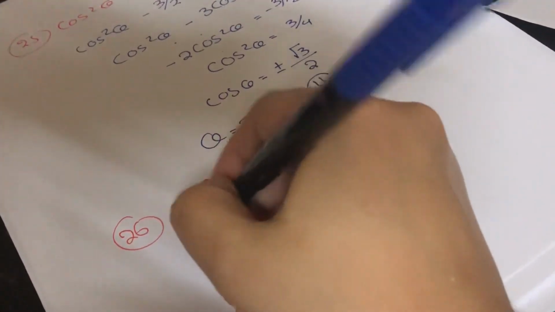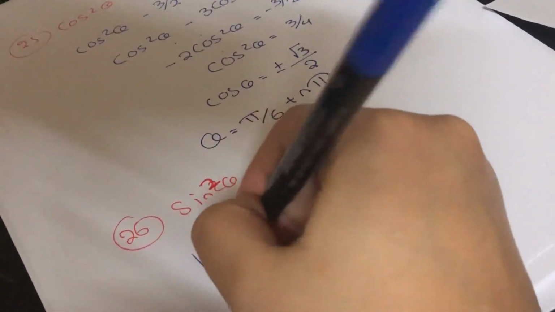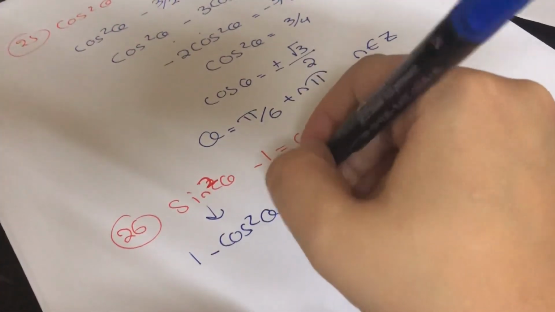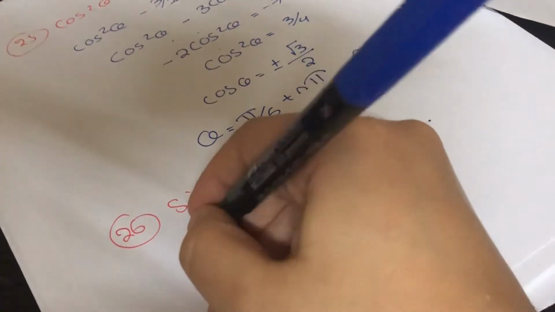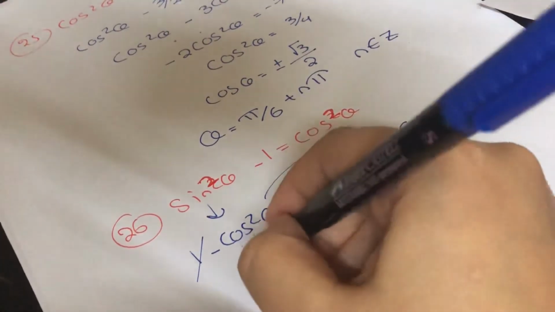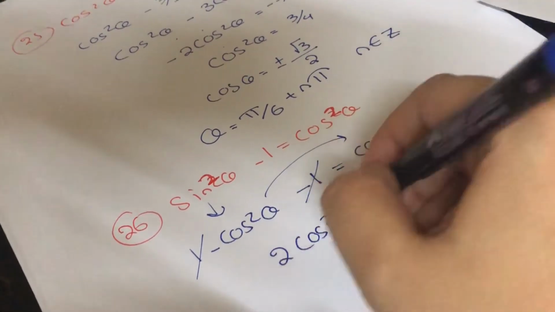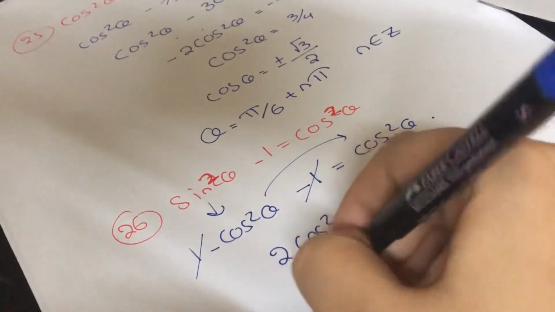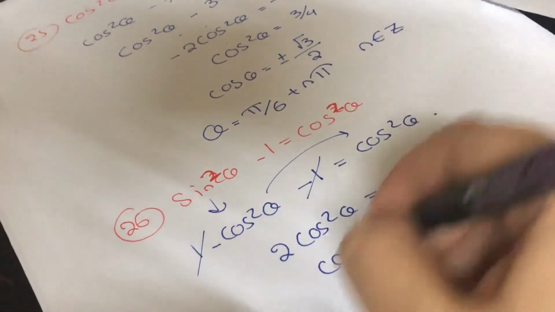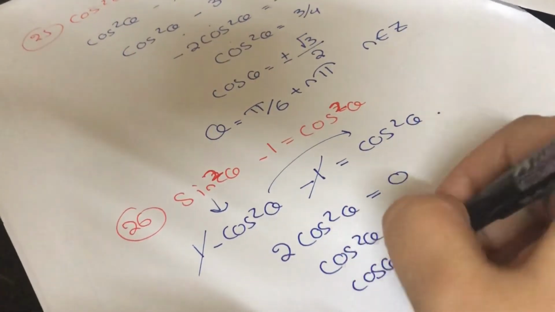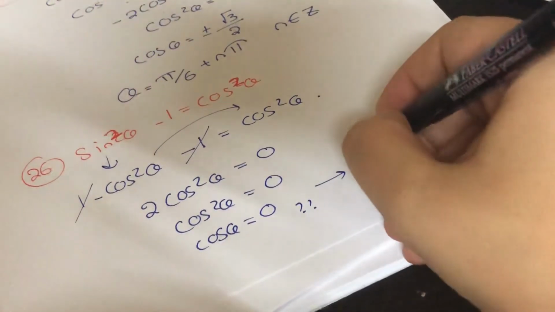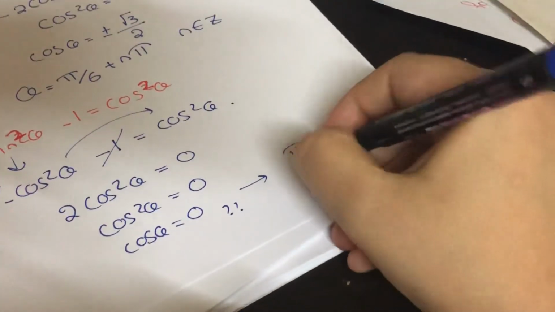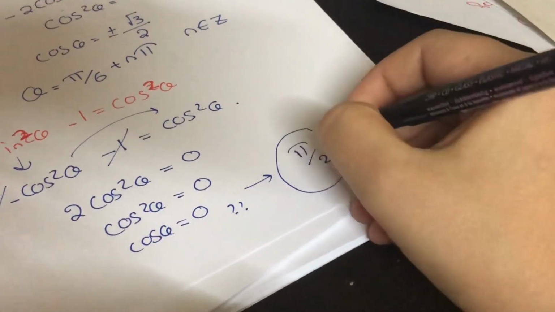Anyways, I can change this to 1 minus cosine squared theta, if you still remember Pythagorean identities, minus 1 equals cosine squared theta. So I cancel this with this. If I bring this here, I'll have 2 cosine squared theta equals 0. So definitely cosine squared theta equals 0, and definitely cosine theta equals 0 if I root it. And when is that happening? That will happen only at theta equals pi over 2.